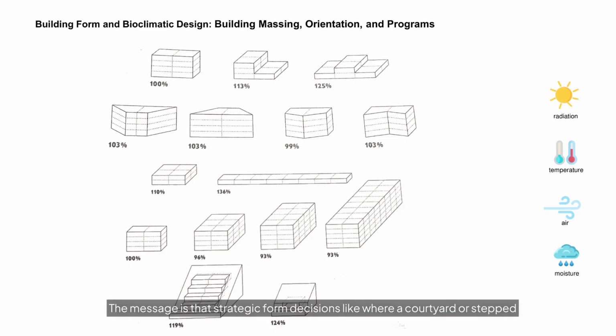The message is that strategic form decisions, like where a courtyard or stepped terrace are placed, can prevent overheating and improve ventilation without any mechanical intervention, just through the building's positioning and shape.